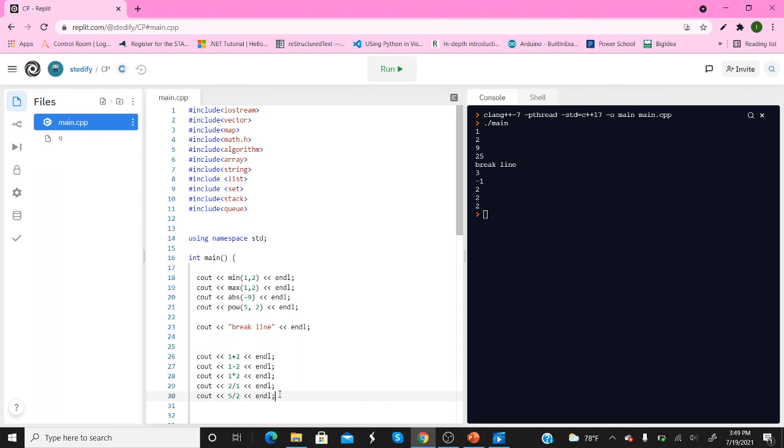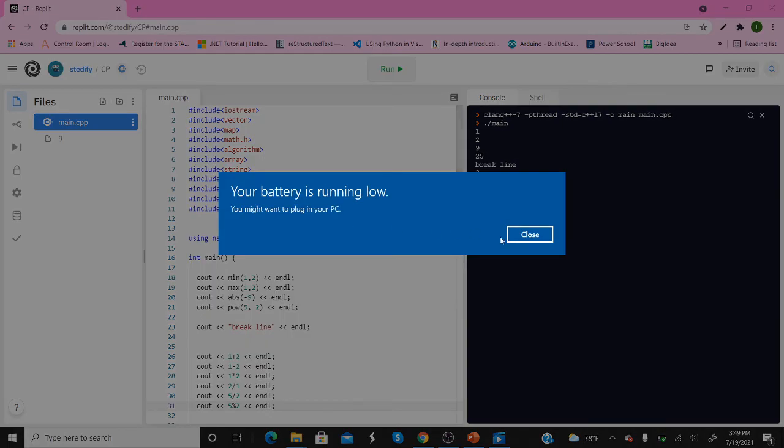Now, the modulus operator is the same as Python. So 5 mod 2, and then we do endl. 5 mod 2 is going to give us 1, which just gives us the remainder. And we get 1 as our output. Hope this video helped, and that's basic arithmetic in C++.